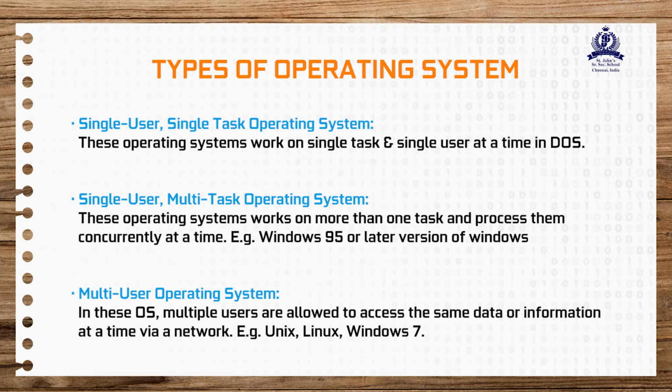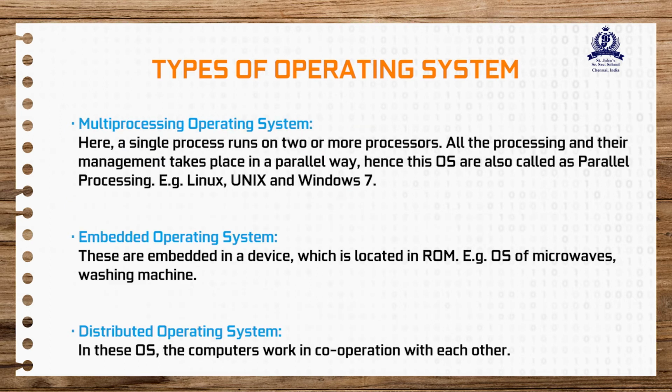And the third one is the multi-user operating system. Here multiple users are allowed to access the same data. Suppose you want to access the same data or information at a time through the network, multiple users are allowed to use it. An example is Unix, Linux or Windows 7. If the network is connected, at the same time multiple users are allowed to access the same data or information.